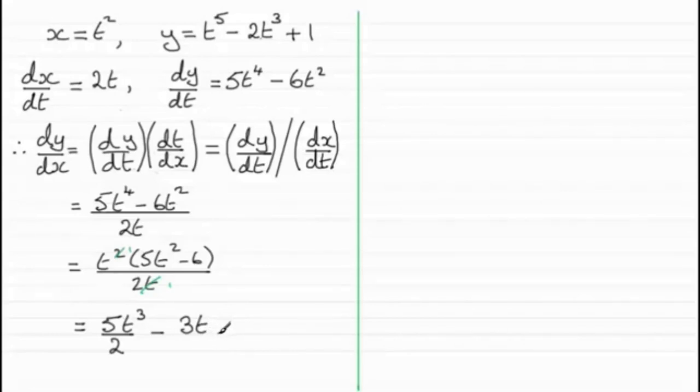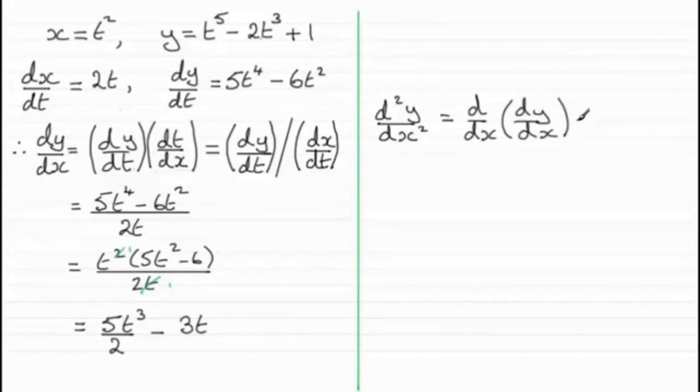Okay, so now we've got this far, we now go on to the stage that I really want to show you, which is how we go about finding d2y by dx squared, the second differential then. Okay, now to do this, remember this means to differentiate with respect to x dy by dx. So that means that we need to differentiate with respect to x what dy by dx is. And in this example you can see it's 5t cubed all over 2 minus 3t.